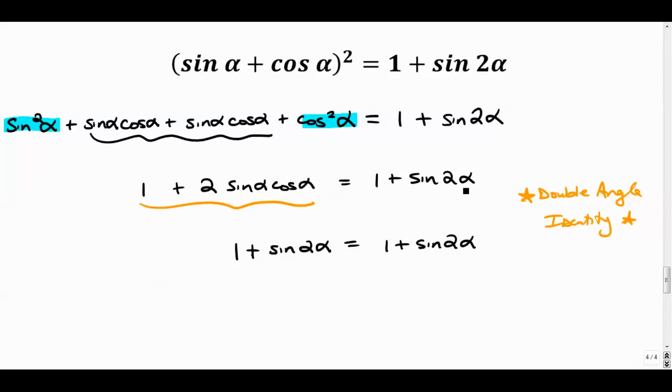All right, so hopefully you have your formula sheet handy and you can always refer back to these things. When we say double angle, we're talking about literally 2 times an angle. So 1 plus 2 times this is equal to this whole thing by definition. So it works out, we're finished.